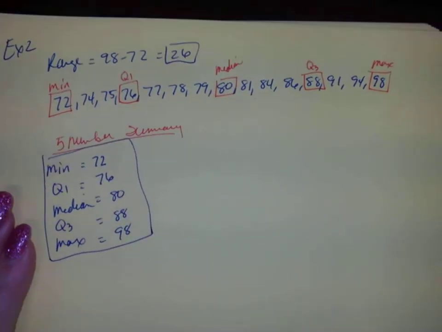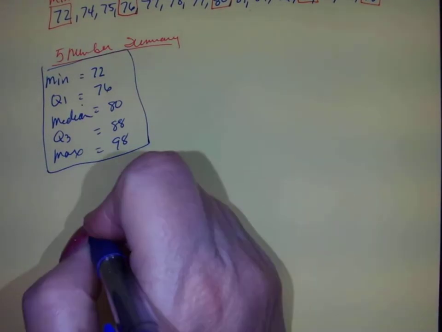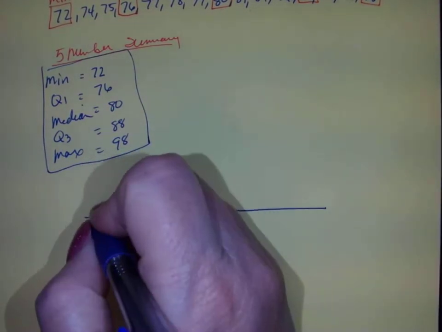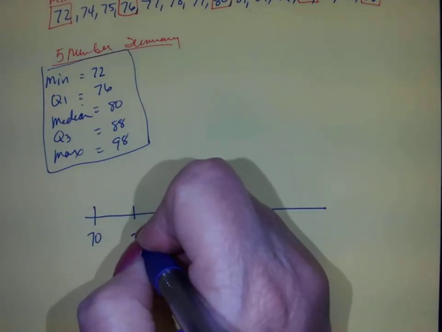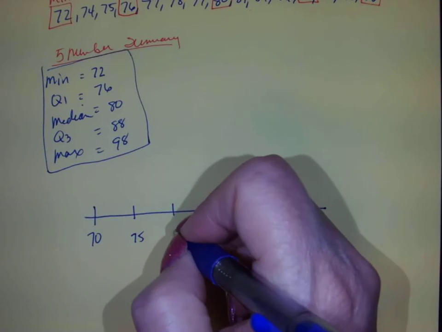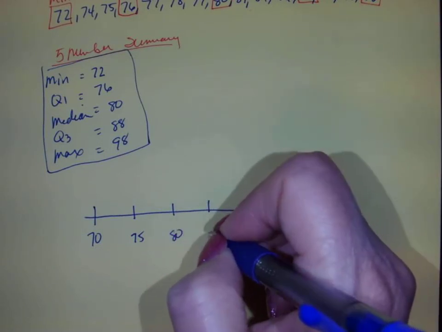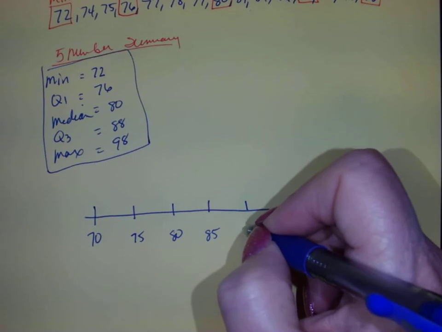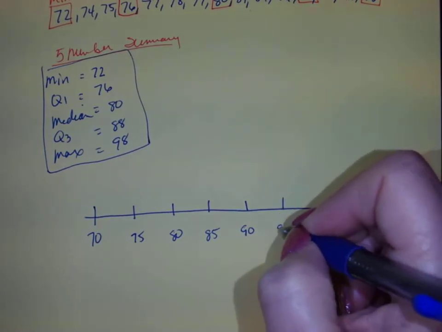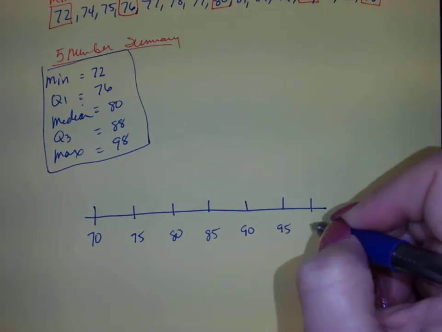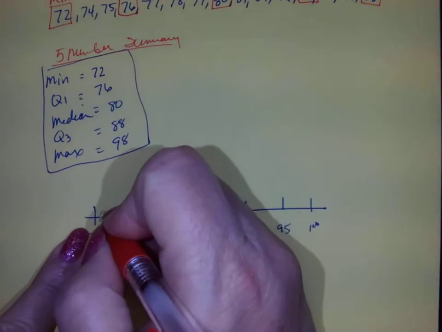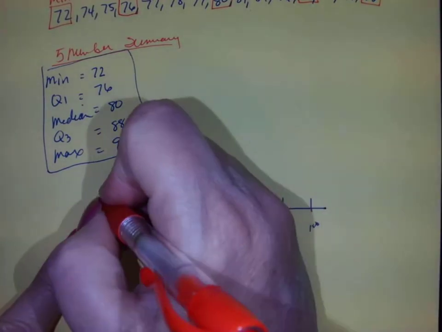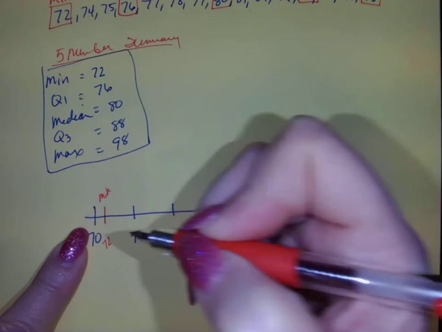Now let's take our 5-number summary and do a box and whisker plot. So we got a number line again. We're going to start same spot, 70 and 75 and 80 and 85 and 90 and 95 and 100. Okay? All right. So 72 is our min still. So this will be our min. Still going to label it at 72.